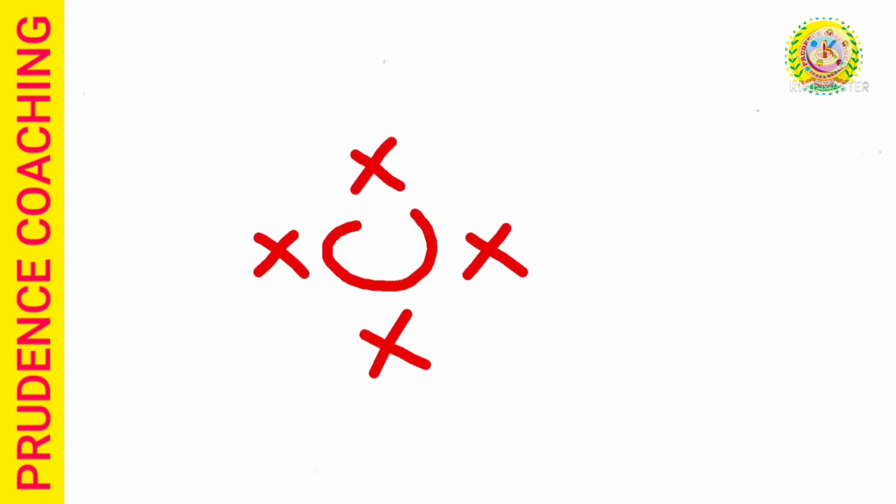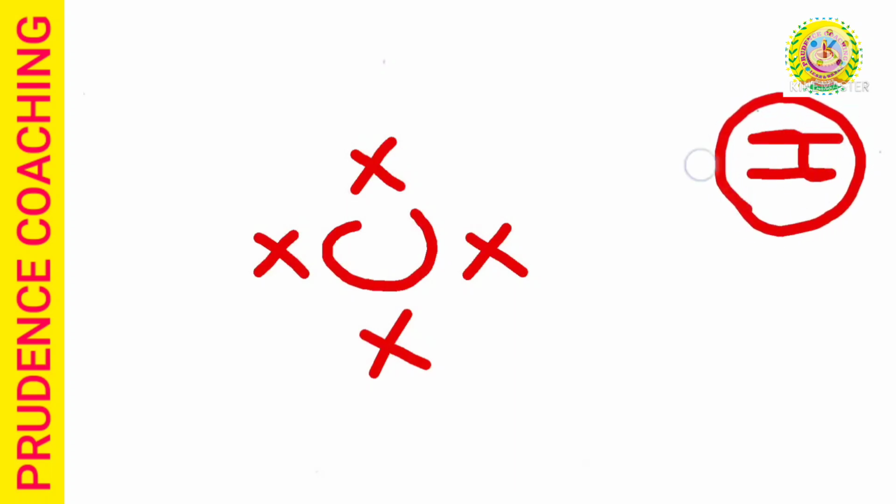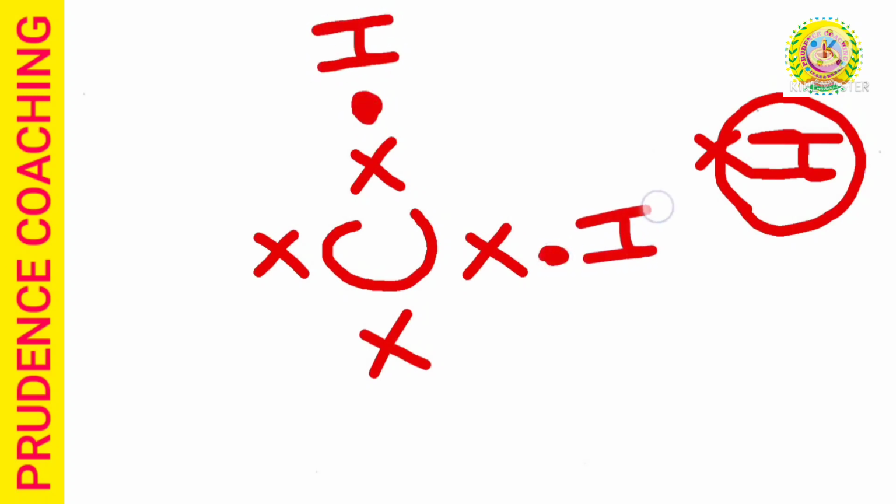How is it going to attain the octet? It can share its 4 valence electrons, that is the electrons in the outermost shell, with other atoms. For example, if we take hydrogen, hydrogen has 1 electron, that too in the outermost shell. So if we bring 4 hydrogens, we place a hydrogen here, another hydrogen here, and another hydrogen here. So what happens by placing them here?